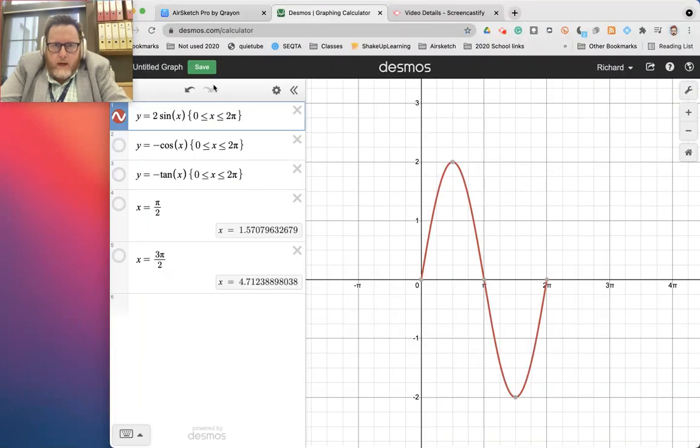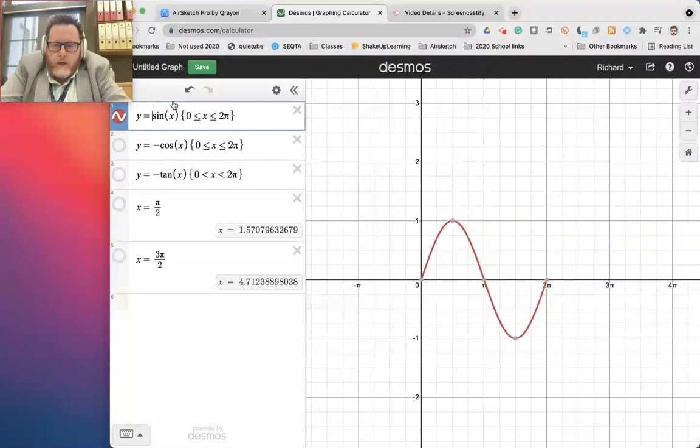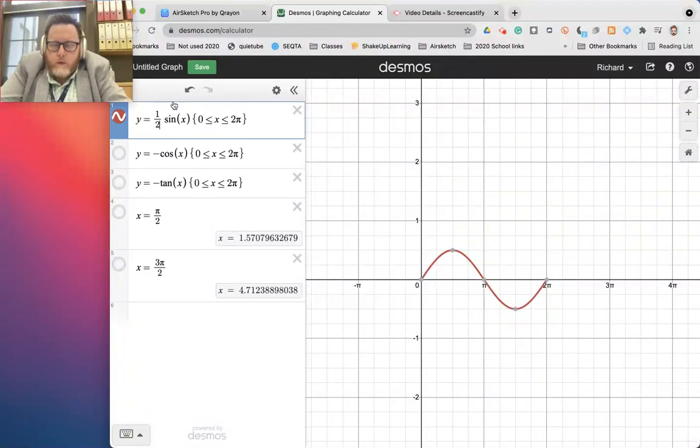And then there's also half x as well. So if I go 1 over 2, we can see that everything has been compressed. The x-intercepts stay the same, 0, pi, 2 pi. But instead of stretching all the way up to 1, it's now gone just down to a half. And what was -1 is now down to -1/2. Everything has been compressed, squished by a factor of a half.